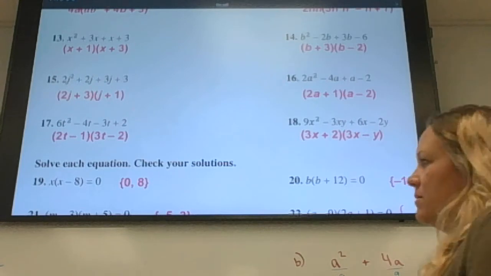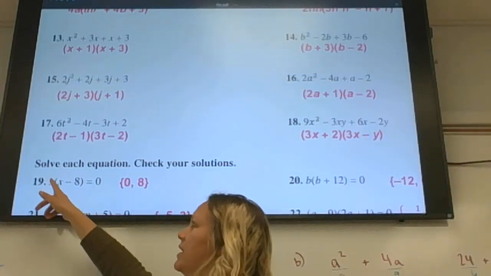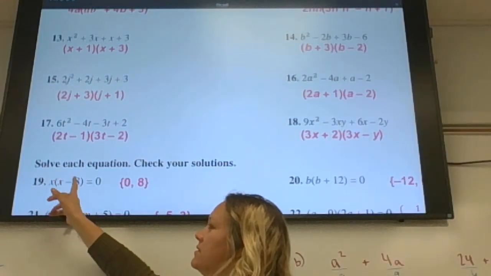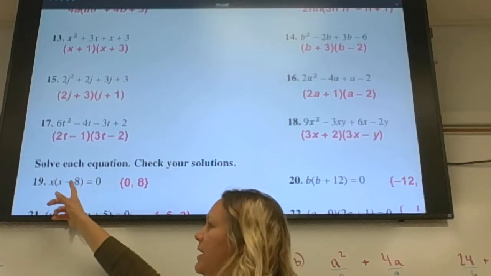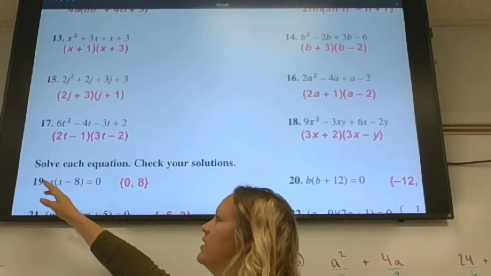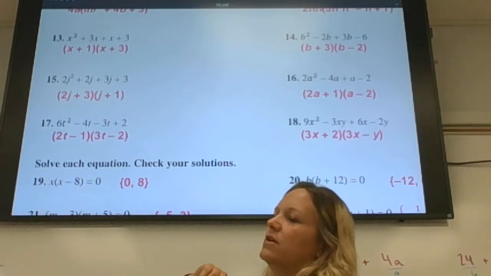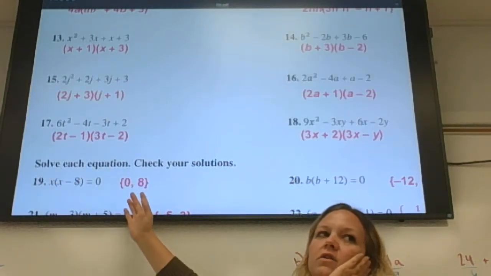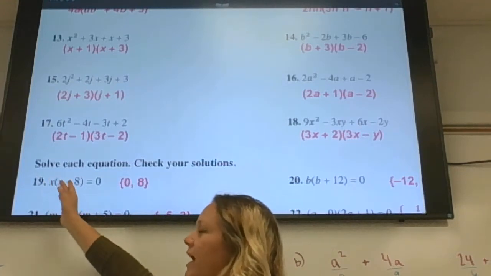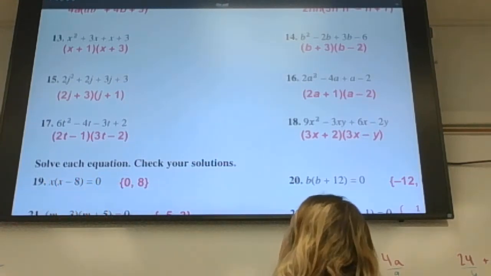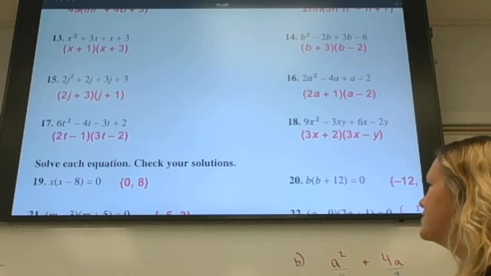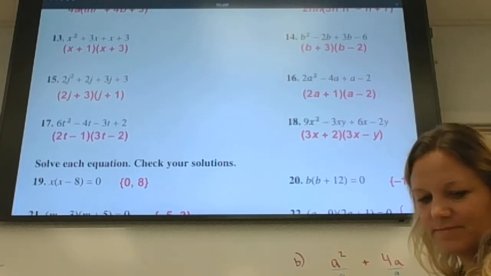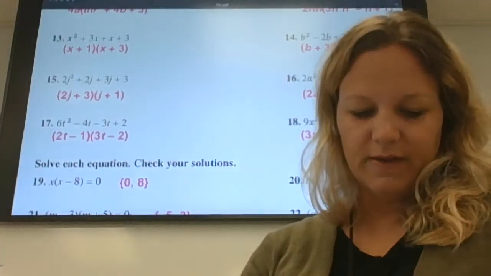Alright, so the point is if I put a 0 in here, 0 times -8 does equal 0. If I put an 8 in here, 8 minus 8 is 0. 8 times 0 is 0. So you're trying to figure out what value for X makes the equation true. So let's take some notes on that.